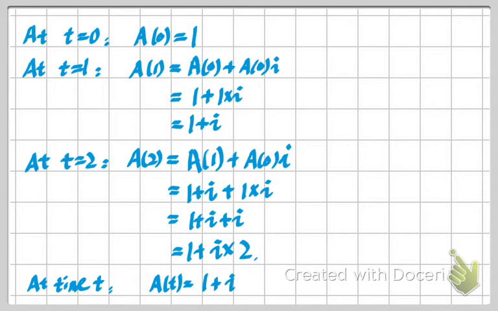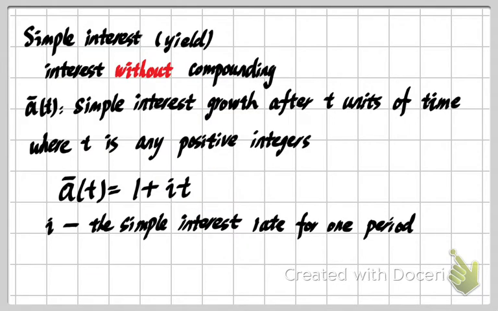So that's why the amount in our account will be 1 plus I times T. So that's why, on our previous page, we said for the simple interest growth, A bar is equal to 1 plus I times T, because we didn't reinvest the interest we earned into the account to earn more interest. Hopefully this explains the formula very clearly.